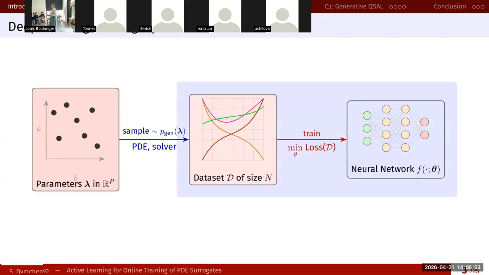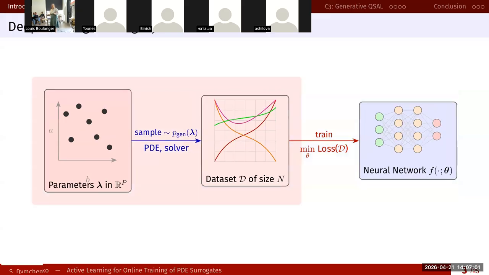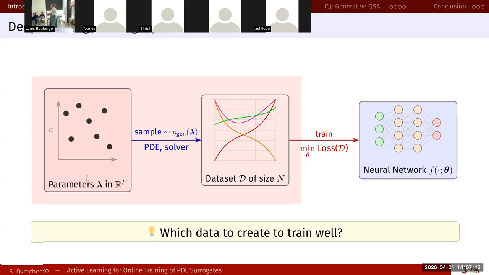To improve the training of surrogates, we could focus on improving just the model itself or the training algorithm. Or, since we do have this ability to create our own training data, we can focus on this: how to create the training data that is more useful for the neural network to train. This ability comes with a question, however: which data do we need to create to train well?